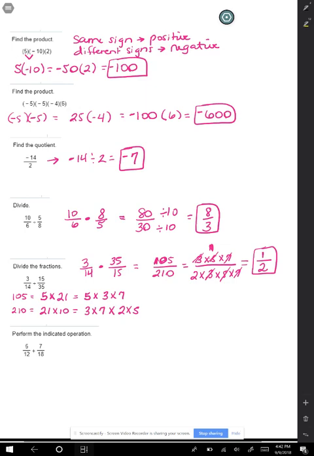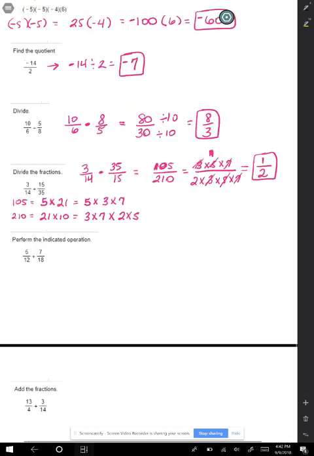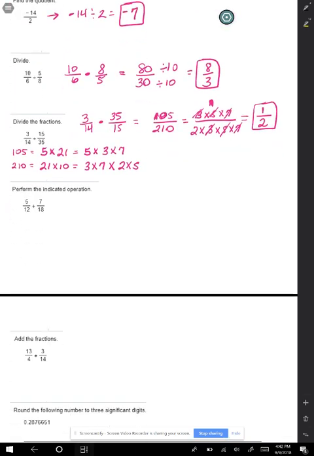Okay, next is adding fractions. When you're adding fractions, you have to have a common denominator. So this is where you have to ask yourself, what number will 12 and 18 go into? Here's a method you can use. Start with the larger number and do 18 times 1 is 18, 18 times 2 is 36, 18 times 3 is 54. And just write out several multiples of 18.